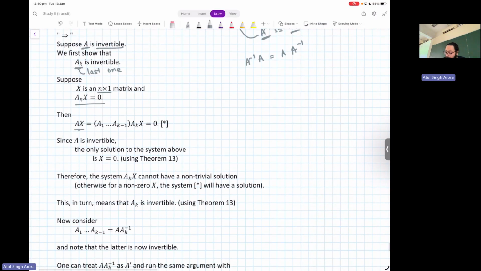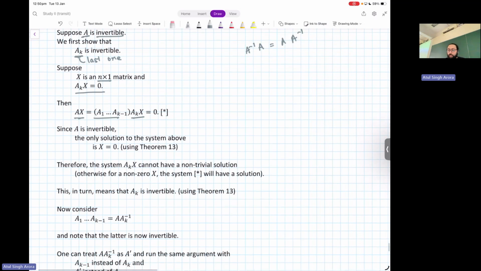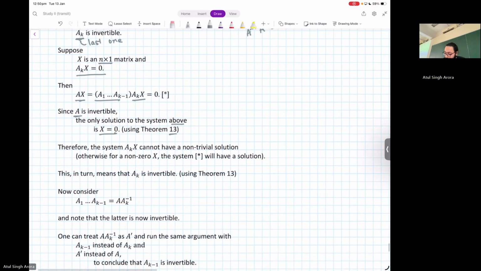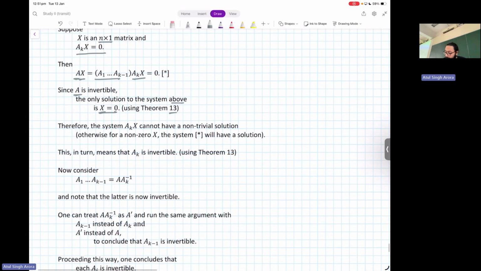Then we'll have AX, one can write as follows. We've just used the definition. And now since capital A is invertible, the only solution to the system above is when X equals 0. This we just proved in this lecture, theorem 13. So since A is invertible, the only solution is when X is zero, and therefore A sub k times X cannot have a non-trivial solution. Because if A sub k times X had a non-trivial solution, then this entire thing would have that as a solution, because we just multiply.